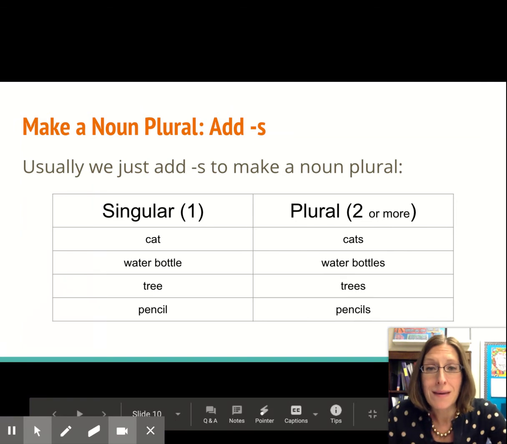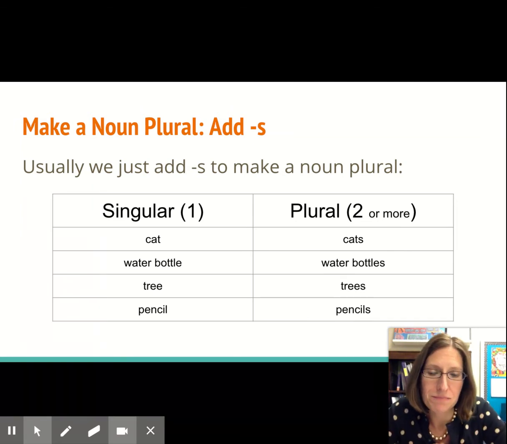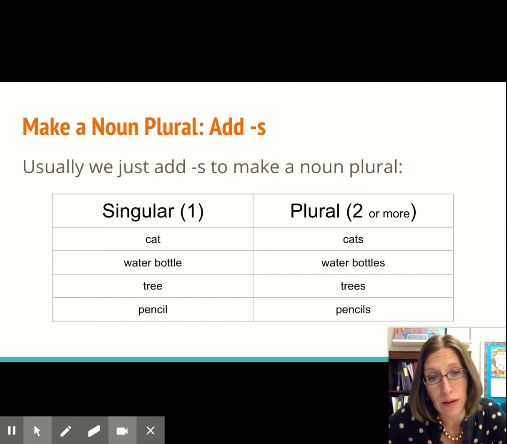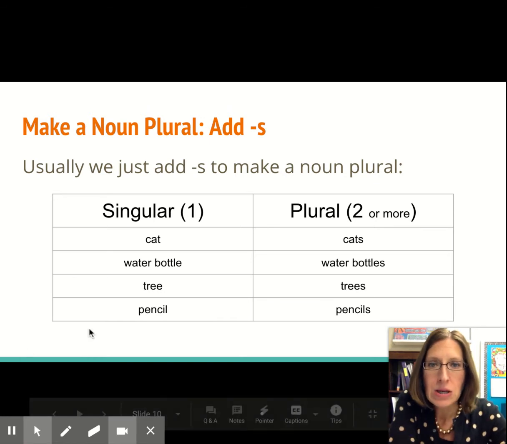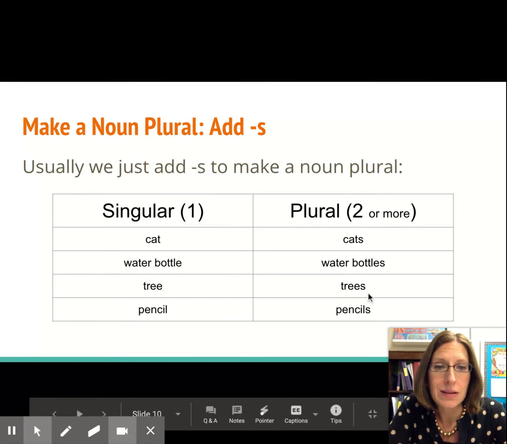So to make a noun plural, usually we just add s. A lot of times we talk about this in second grade. If you are making something plural, usually you can just add s. So here on the left side, we have the singular, and then on the right side, the plural.